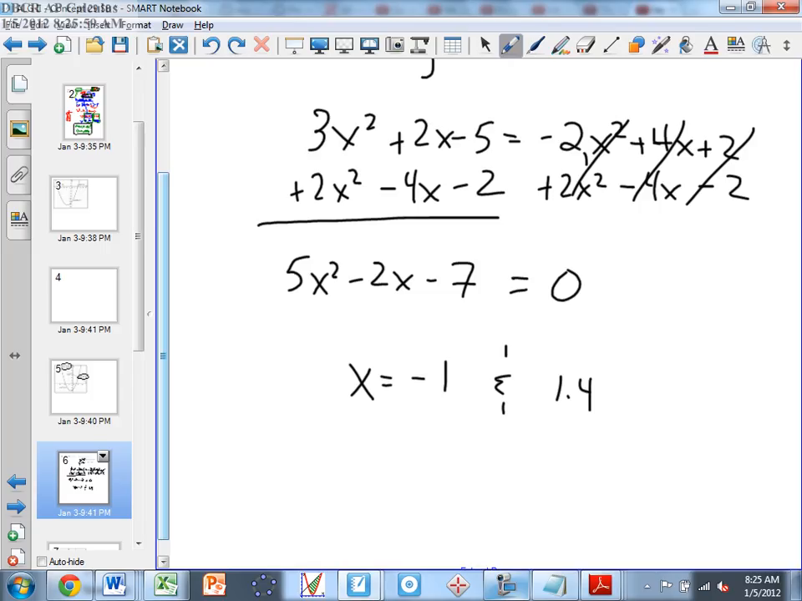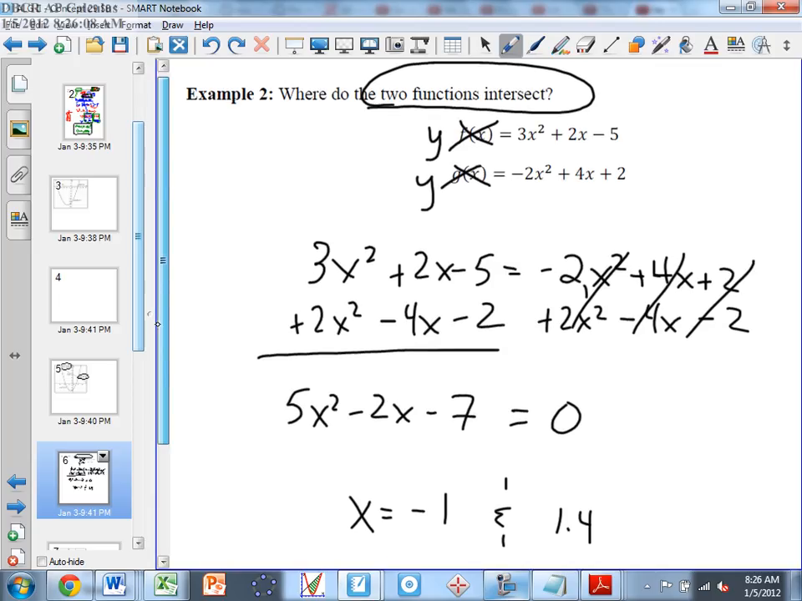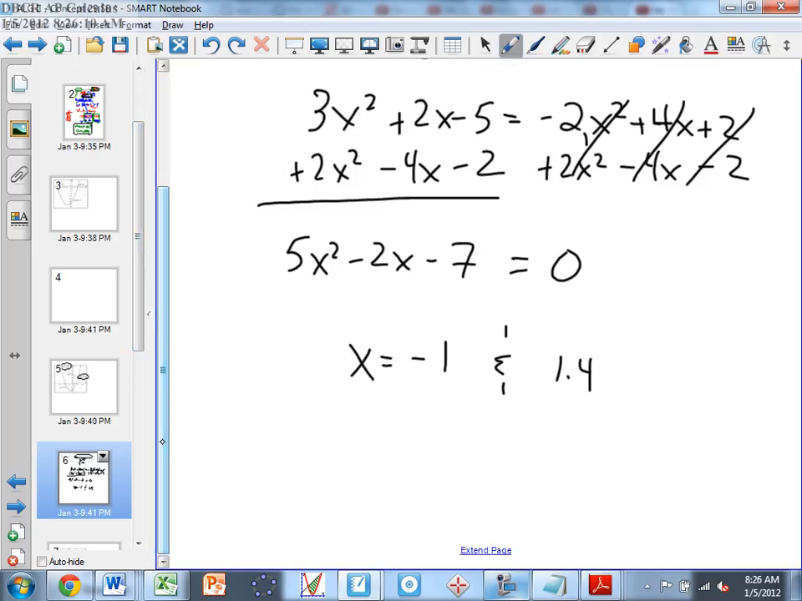So take a look, guys. The original functions here, find the intersections, or where do they intersect. So I need x comma y, x comma y. Well, I've got two different answers for x. Good. Into which equation, Juliet? Either one. Very good.